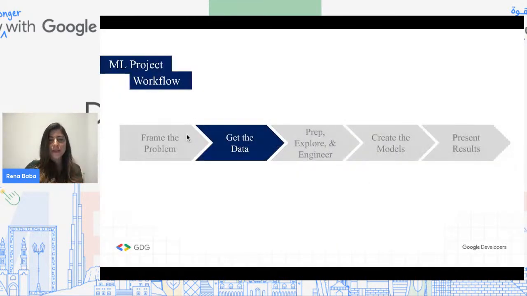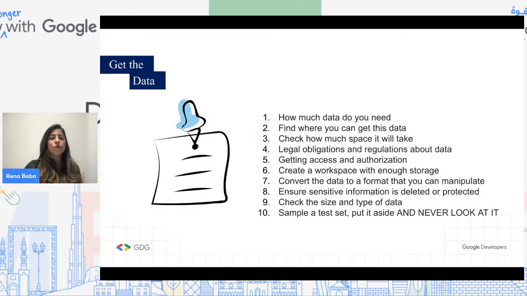We're going to talk quickly about getting the data, because I want to get to this part as it is very important as well. With getting the data, you need to think about how much data you need for your problem, where you get this data, and how much space it will take. Because we're dealing with sensitive information about employees, you will definitely need to check legal obligations and regulations about data privacy. You will need to see if you can even get the access and authorization. You might find ways to protect the data and ensure that sensitive information is deleted or protected, and so on.